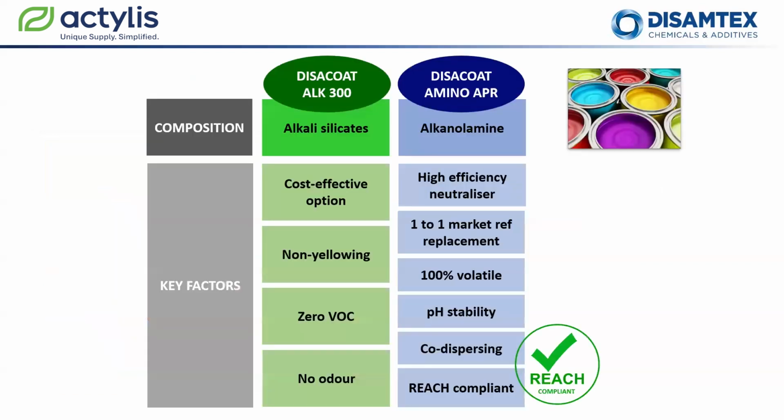In summary, Amino APR is also a star performer in the category and holds the REACH certification. ALK 300, on the other hand, is the standout in our silicate range. It's easier to handle due to its odorless nature, and also carries strong environmental appeal as a zero-VOC product. So our great enemy in this case is ammonia, and we focus on replacing this sort of chemistry in our customers.